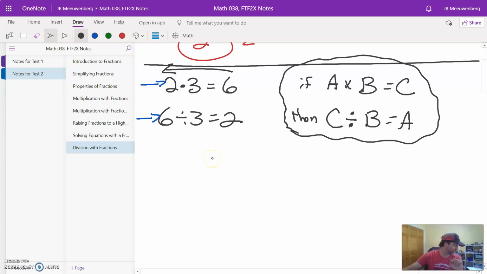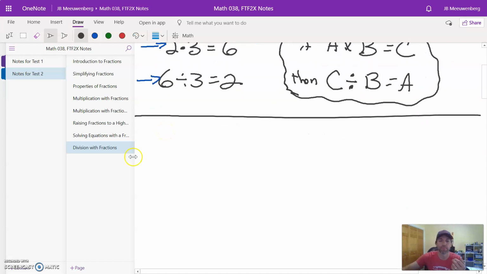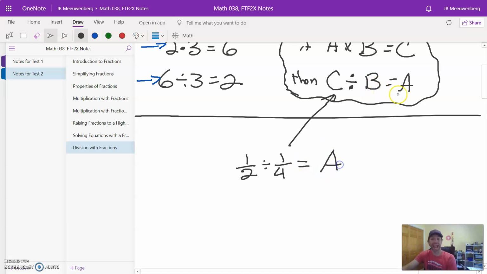All right, so with that said, we're going to take that same problem that we already did, 1/2 divided by 1/4, and look at it through this sort of situation, okay? What we're looking at is this, right? We have C divided by B, and we want to find out what A is, right? We want to find the answer, okay?